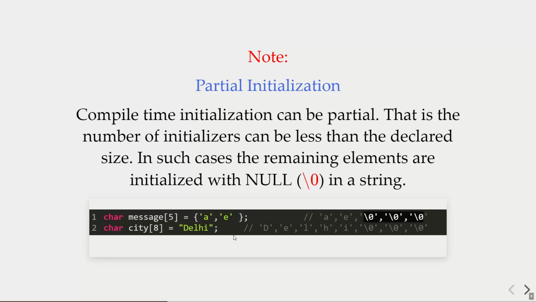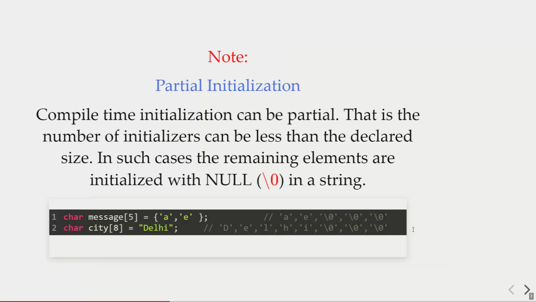Similarly over here, there are 8 characters that can be stored in city, but you are storing only 5, so all the remaining 3 will be null characters. Okay, so this is called partial initialization.